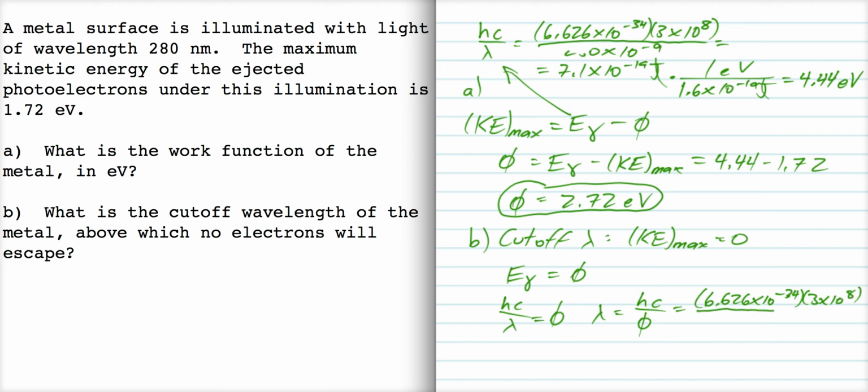Alright, now I divide by the work function, but I need that work function in joules, right? So it's 2.72 eV, but then I've got to multiply that. Right, this is in eV. I've got to multiply that by 1.6 times 10 to the minus 19 joules over 1 eV. Okay? So if I multiply all that out, I get 457 nanometers. That's it.